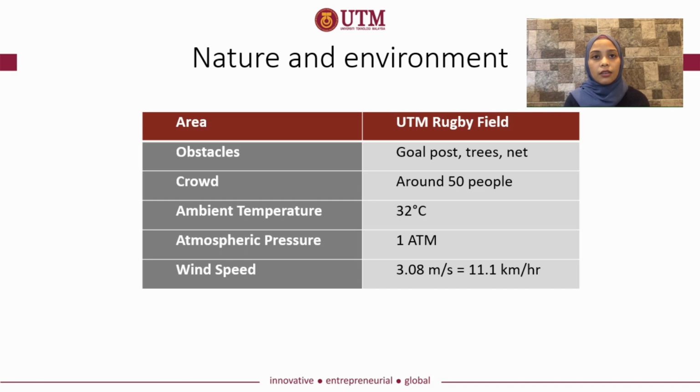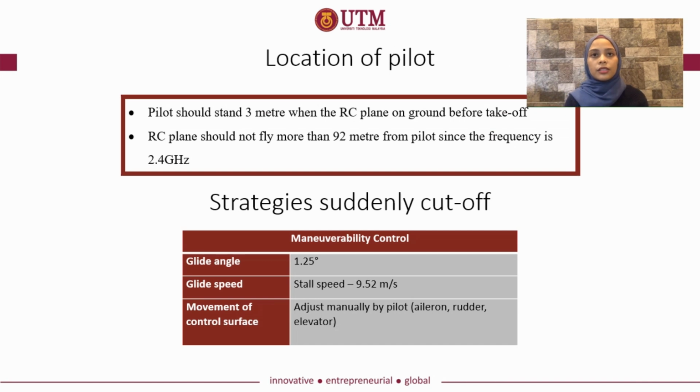The average ambient temperature in the UTM rugby field is 32 degrees Celsius with 1 ATM and 3.08 meters per second or 11.1 km per hour of wind speed. The third aspect to be considered is the location of the pilot. The pilot should stand 3 meters away from the RC plane on the ground before takeoff, and the RC plane should not fly more than 92 meters from the pilot since the frequency is 2.4 GHz.